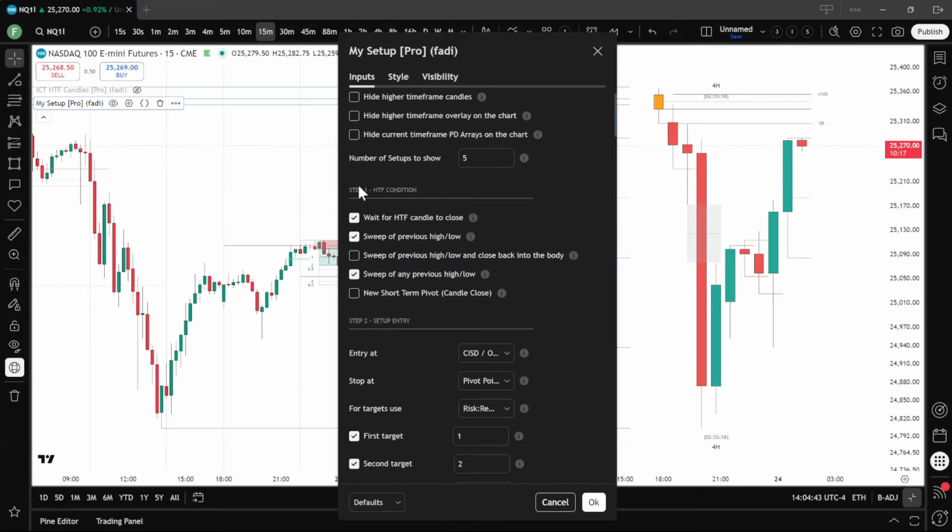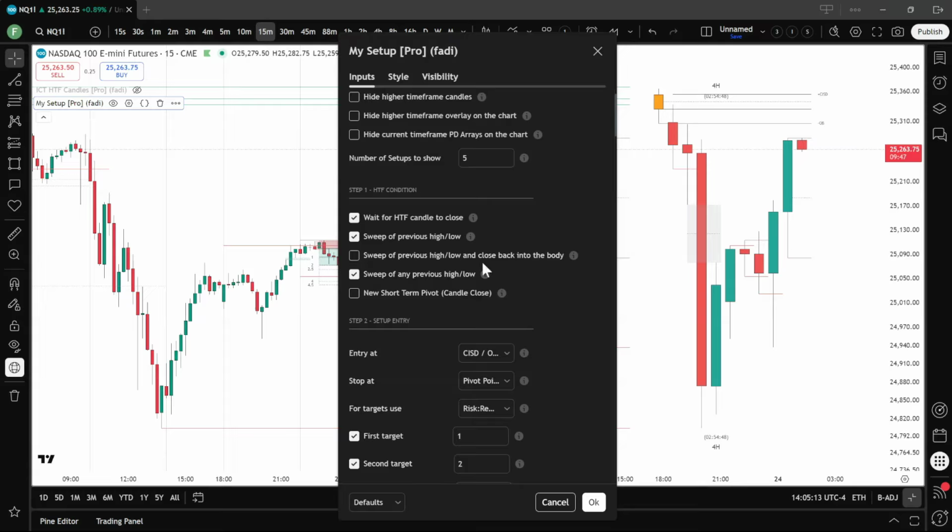The first section is defining a higher time frame condition. This is the reason for you to take a setup. What happens at a higher time frame that makes you assume there's a trade that needs to move in certain directions? For example, we can have a sweep of previous high and low. One candle can sweep below the previous candle, and now we can say that's a condition that we want to look for a trade going higher.